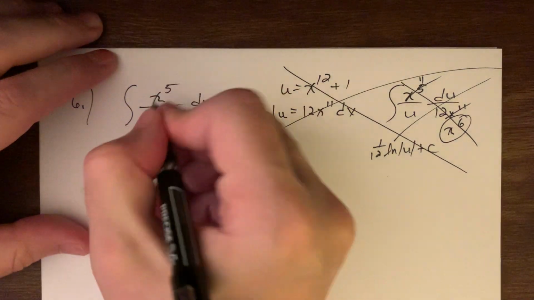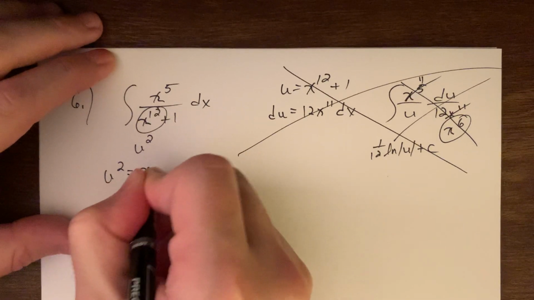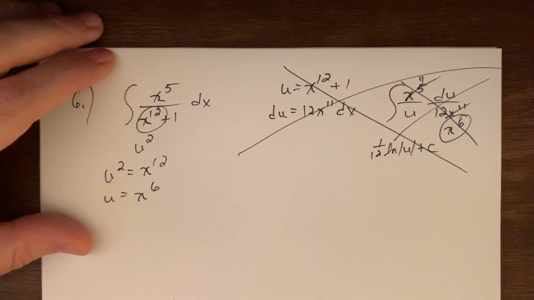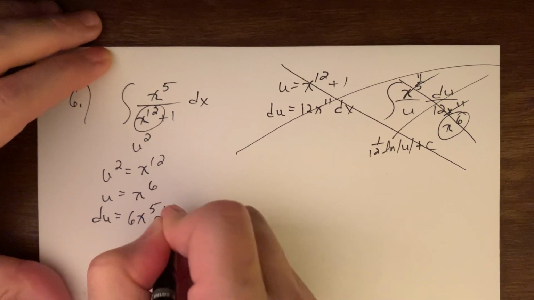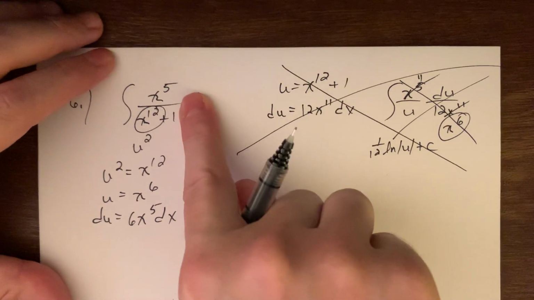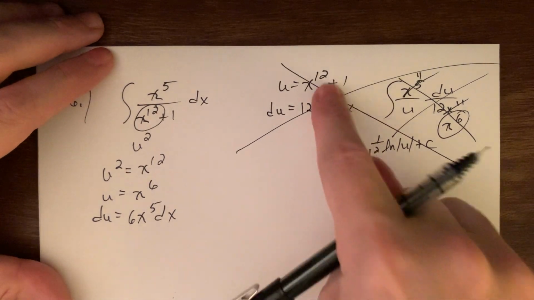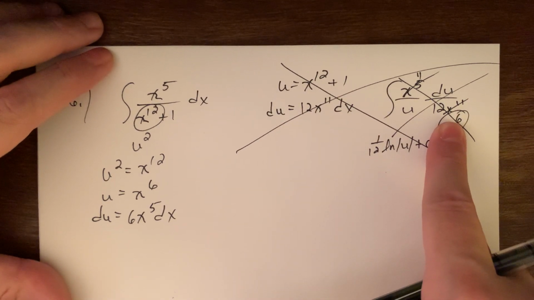If this has to be u squared, well then plain old u would just be x to the 6th power. And now du gives me the right power of x. And now I feel much better. Not a bad start, but then hopefully here we start to realize this isn't working. Definitely as we plug in, we realize it's not working.